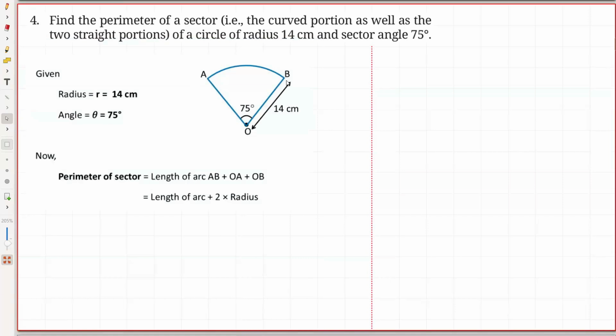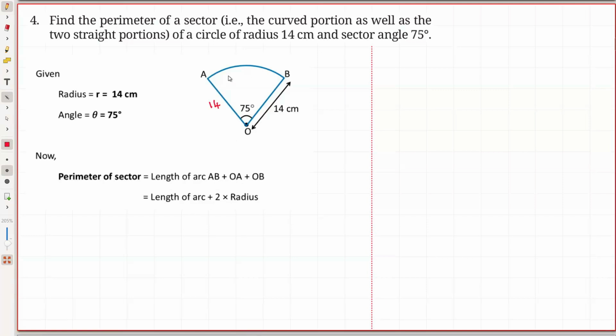So perimeter of the sector means the total distance. Here 14, and this length of an arc plus this also 14. So we'll be writing this also as 14, 14 plus 14 plus length of an arc. That means length of an arc AB plus OA distance, OB distance. So length of an arc plus 2 times radius.